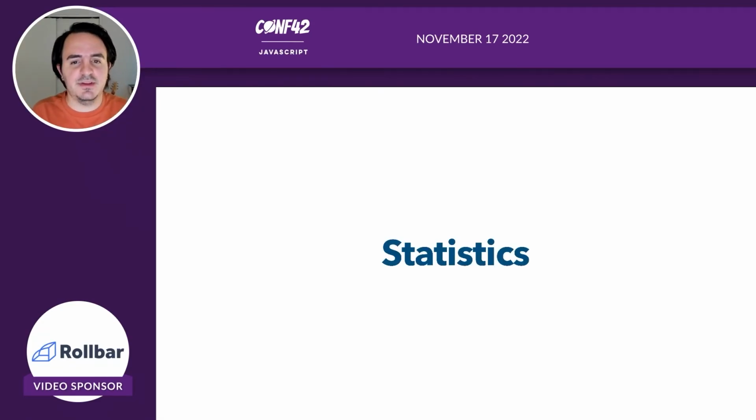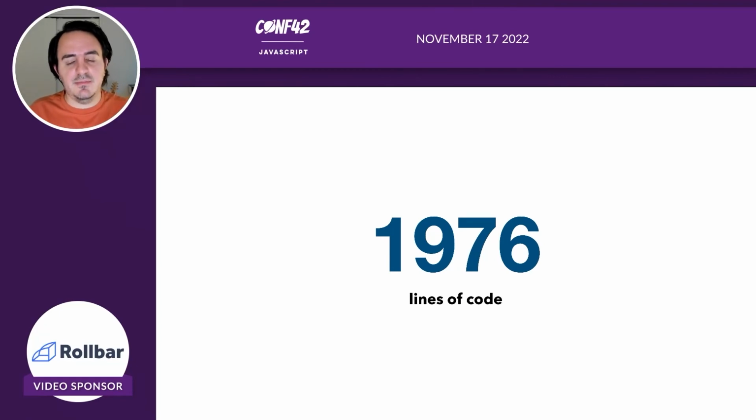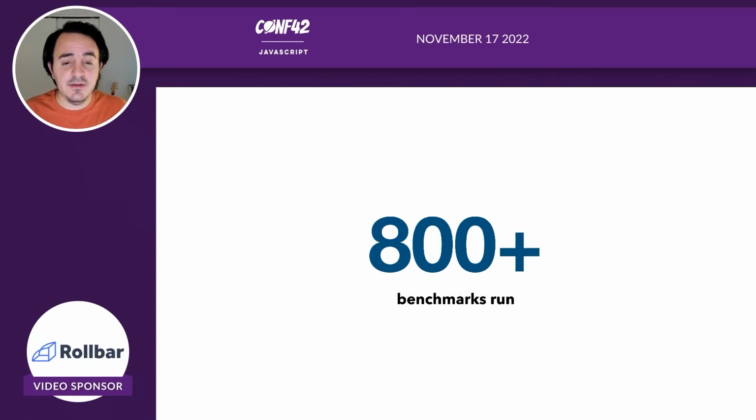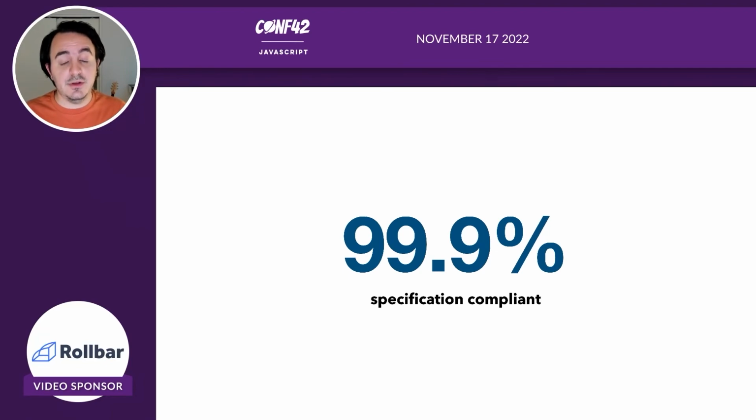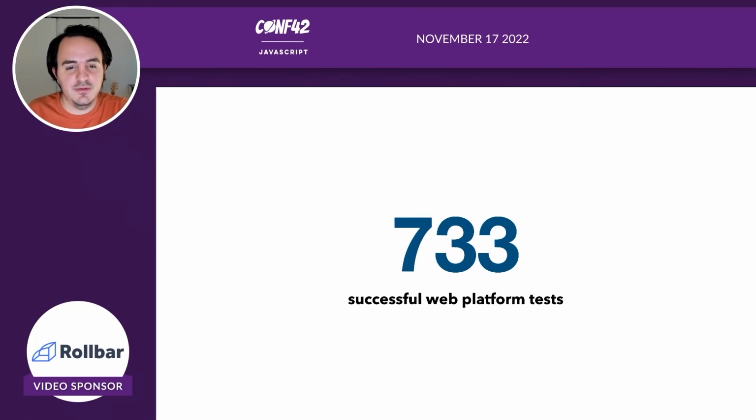So let's do some statistics. Because of this work, almost 2,000 lines of code were written, more than 800 benchmarks were run, and the current implementation is 99.9% spec compliant. That 0.1%, that one test, is related to text encoders and encoding UTF-8 and UTF-16, but again it can be completed to 100% really easily.